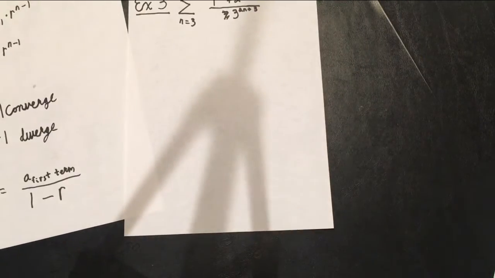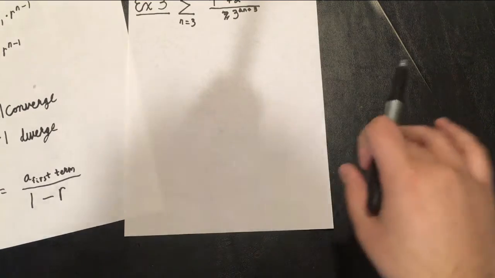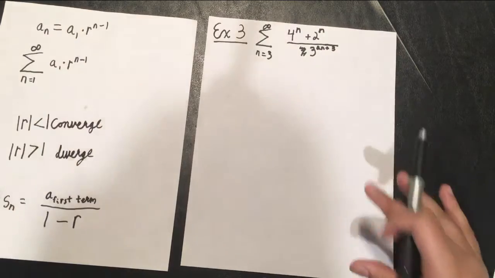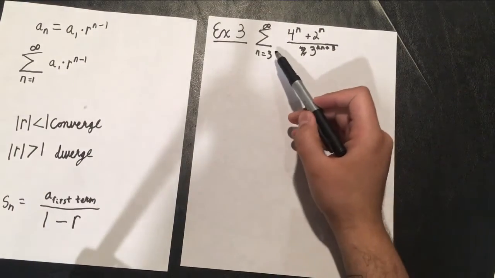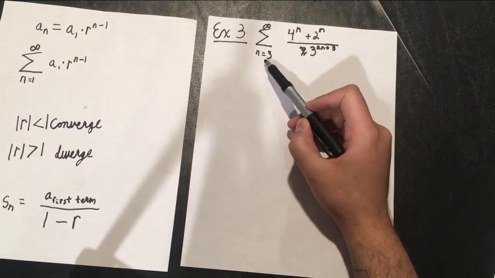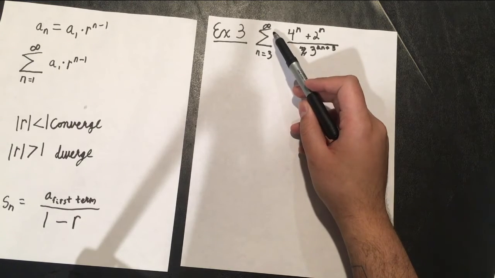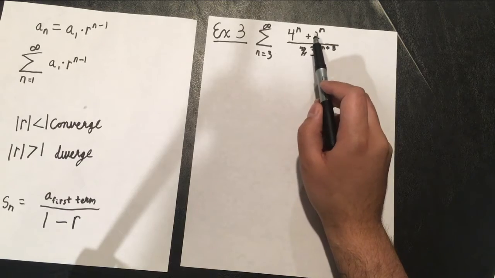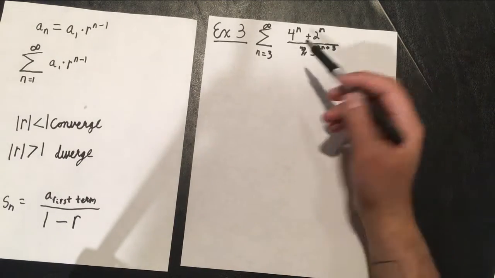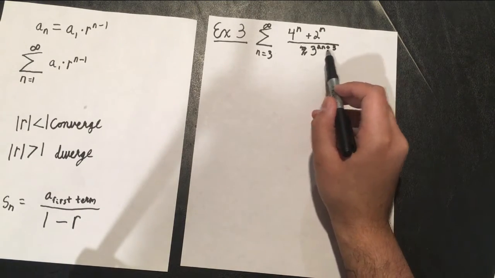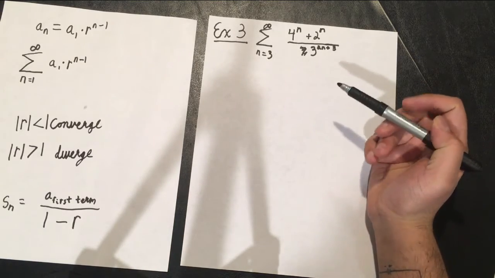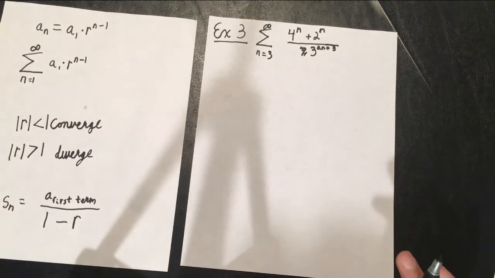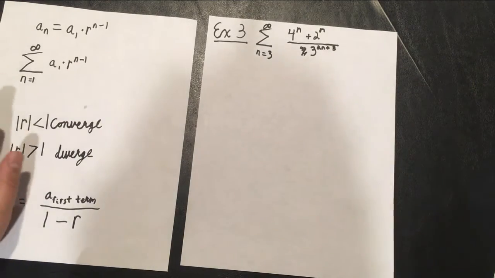A little bit harder. Okay, so we have an infinite series starting from 3 going towards infinity of 4^n plus 2^n in the numerator. Then in the denominator, 3^(2n+3). Okay, so now we're going to need some manipulation here to get it into the form we want.